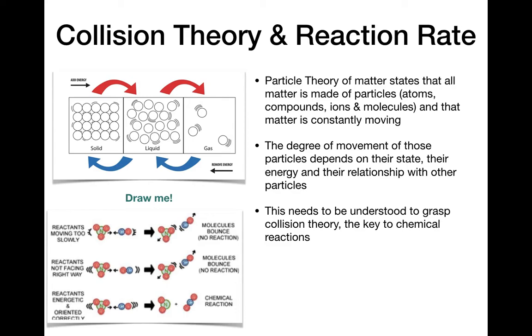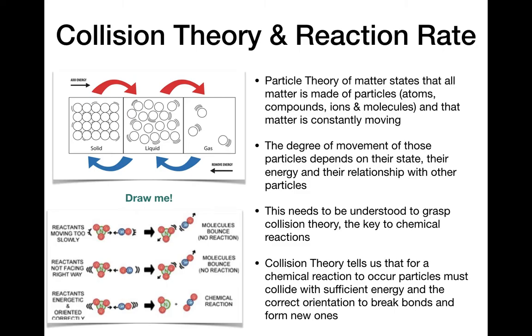So to understand collision theory, you have to understand the idea that all particles are moving. Particle theory has to make sense to you. And collision theory is key to understanding chemical reactions. So collision theory tells us that for a chemical reaction to happen, the particles involved have to not only collide, but they have to collide with sufficient energy and the correct orientation, facing the right direction, to be able to break bonds and form new bonds.